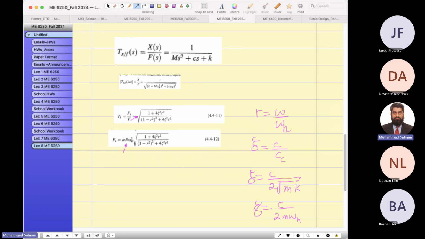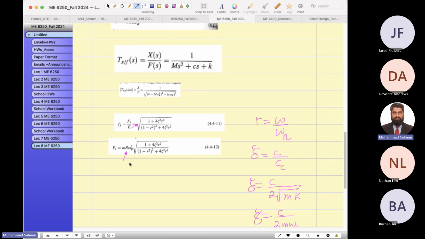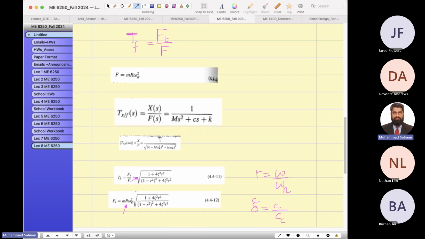Now the next formula which I want to share with you is what we call the displacement transmissibility. I will say this is the displacement over the transmitted force. So let me show you this formula here.